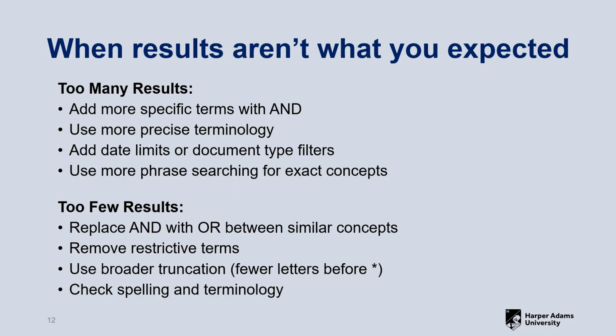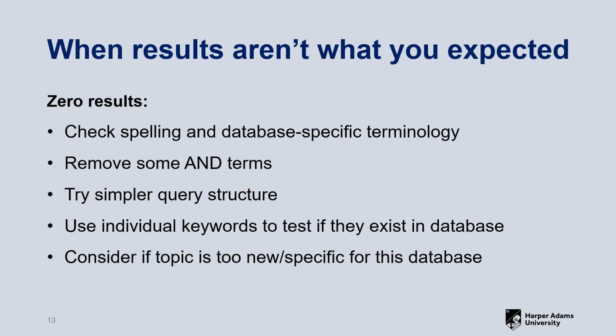Try using broader truncation by using fewer letters before your asterisks. And always double check spellings and terminology. Sometimes the database uses different terms than you'd expect. The key is recognizing which problem you're facing and then applying the right strategy to get to that sweet spot of relevant, manageable results. And then there's the most frustrating scenario of all: getting absolutely zero results.